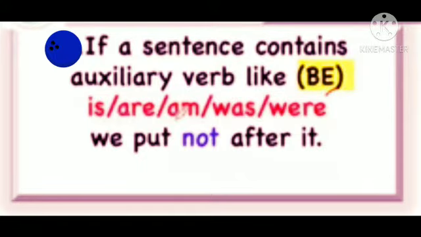First rule is, if a sentence contains an auxiliary verb like be, then we have to use not directly after it. The be forms, all we know about the be forms: in the present tense they are is, are, am, and in the past tense was, were. When we frame the negative sentence, we have to use not directly after it.